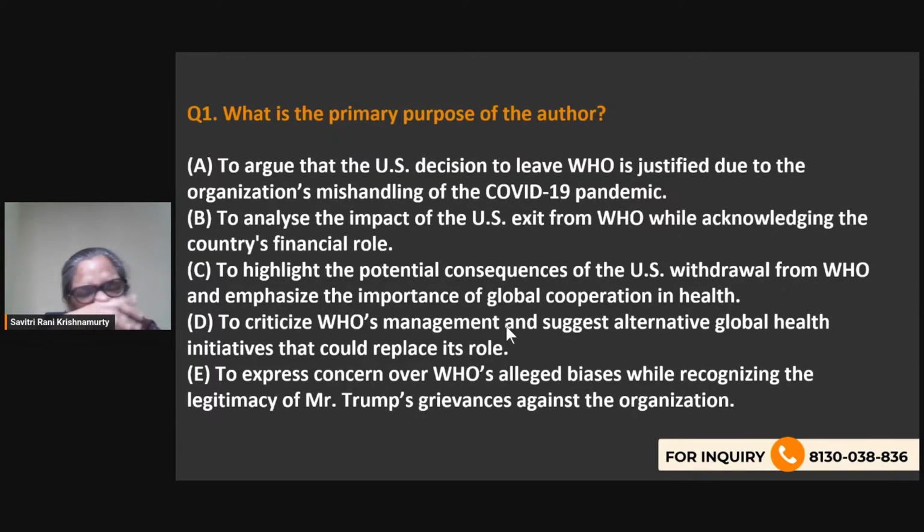Okay, this is this much of the article I have quoted. Now let's see. What is the primary purpose of the author? Why has the author written the passage? I'm reading the options. Please mark your answer in the chat box.